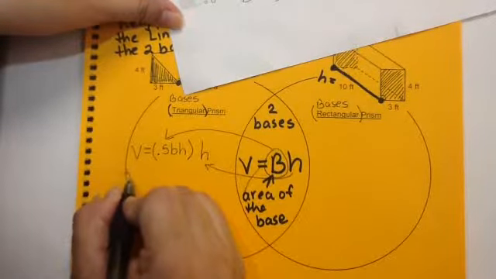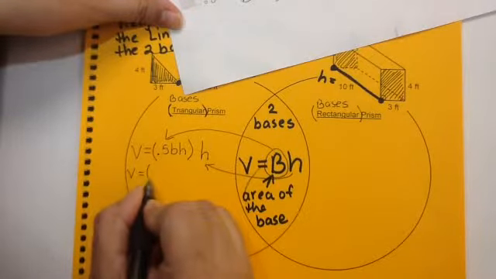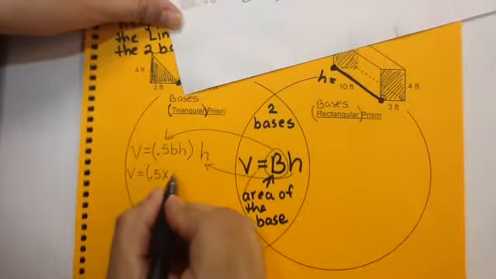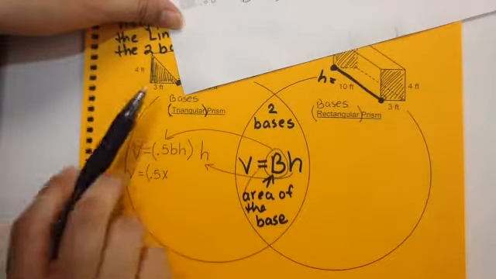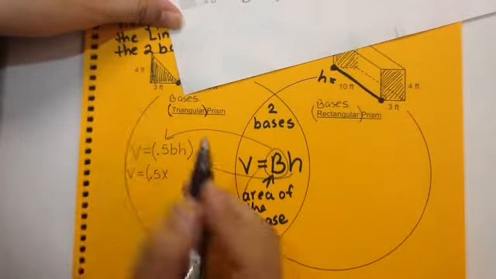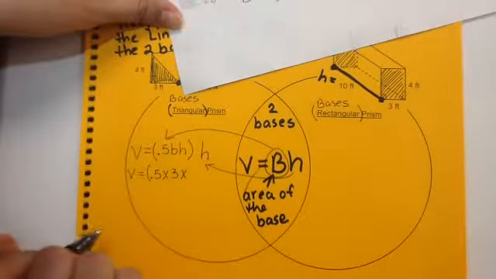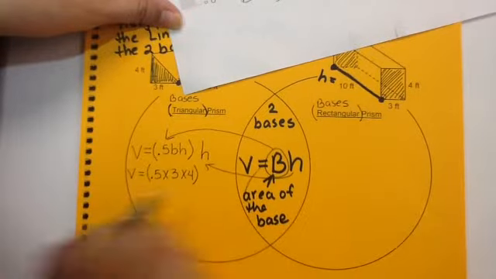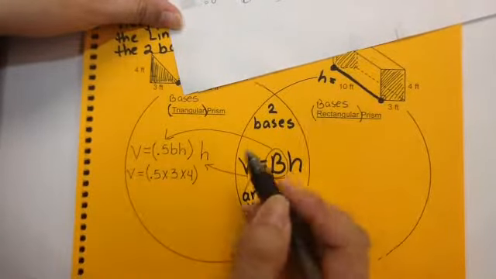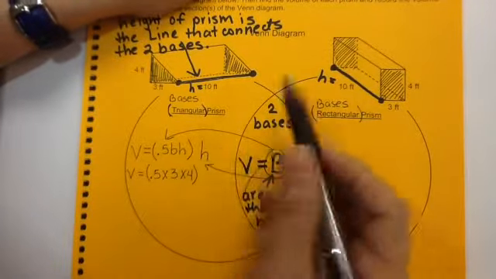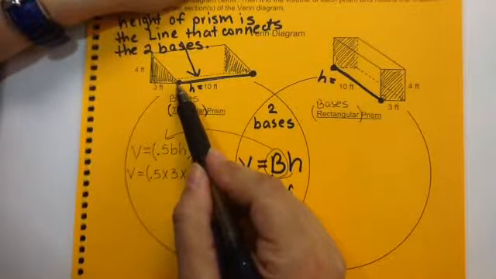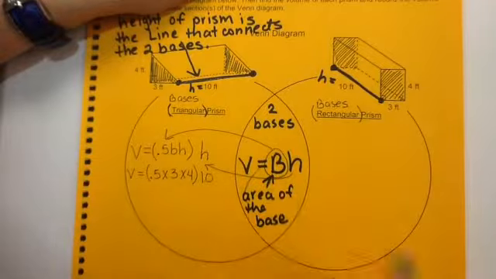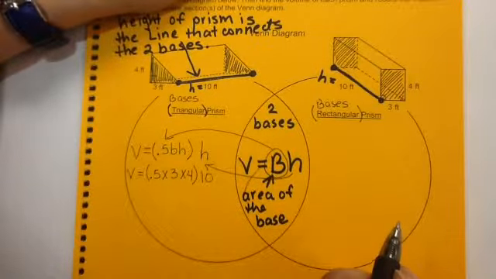So let's rewrite it using numbers. Volume equals, parentheses, half times, what is the base of that triangle? Look at how I'm covering it up. 3 is correct. 3 times 4, the height of the triangle, and then close the parentheses. And again, the height of the prism is that line that connects one triangle with the other triangle. That line, that is the height that goes out here. Okay, it's the line that connects the two bases.